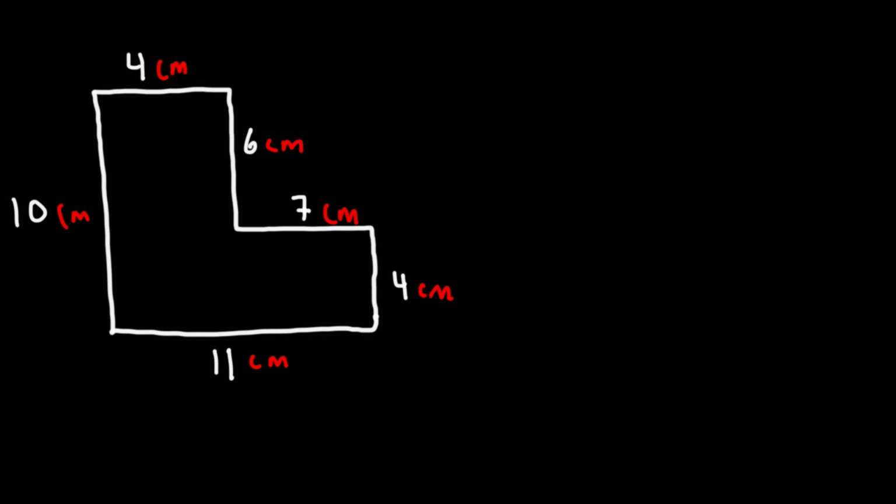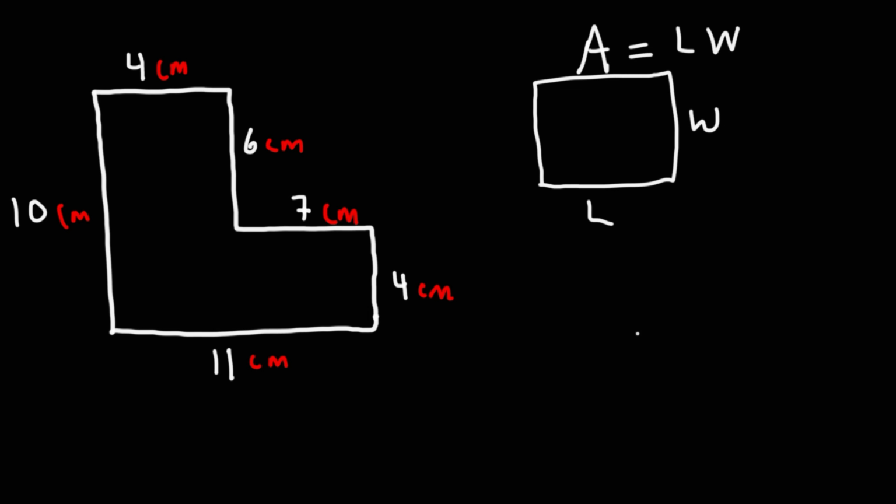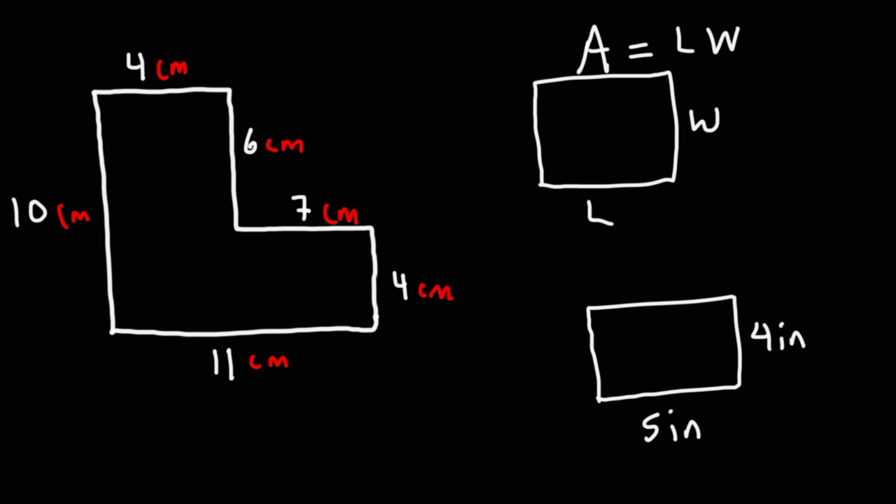In today's lesson, we're going to talk about how to calculate the area of a composite figure, and we're going to do so using rectangles. So just to recap, let's say we have a rectangle with the length L and the width W. The area of that rectangle is length times width. So for instance, let's say we have a rectangle that's 5 inches long, 4 inches wide. The area is going to be 5 times 4, which is 20 square inches. So that's how we can calculate the area of a rectangle.